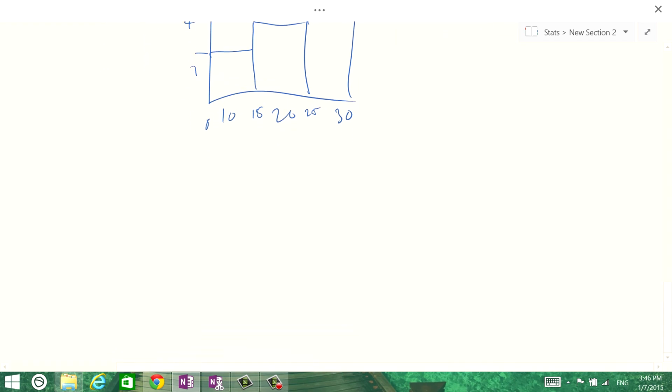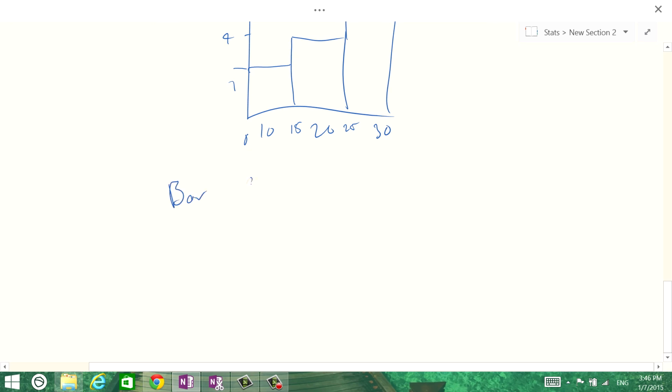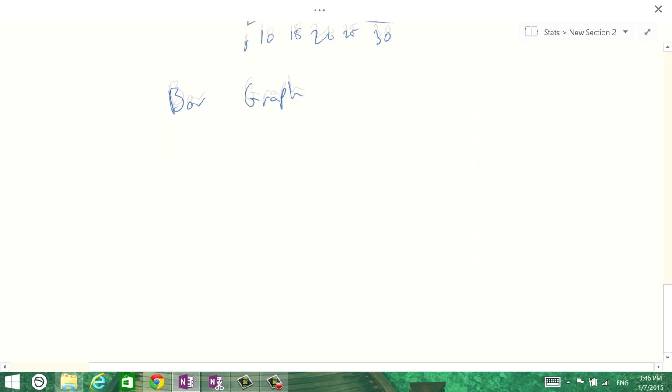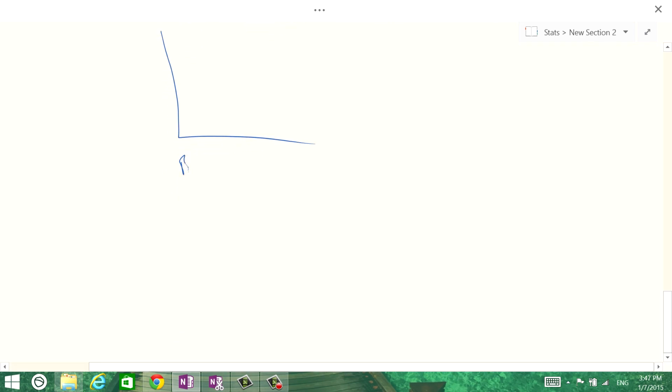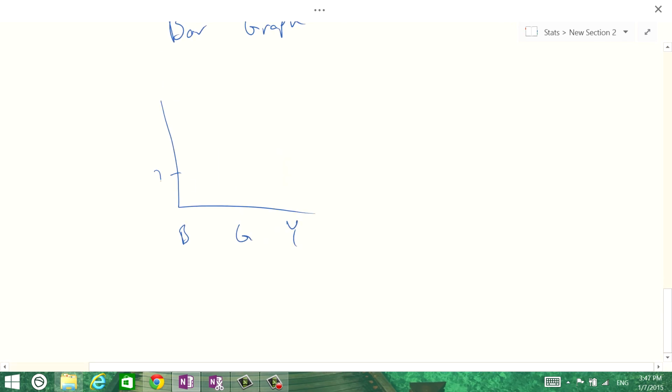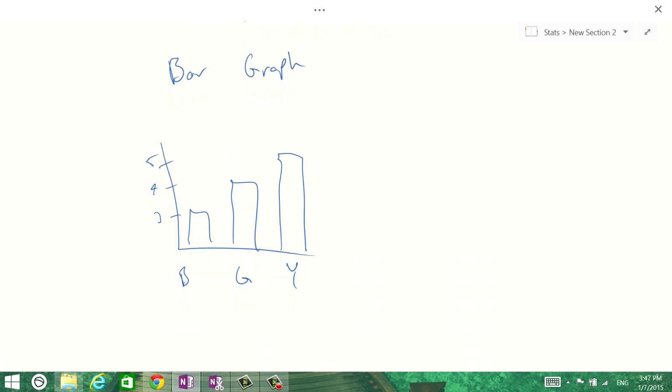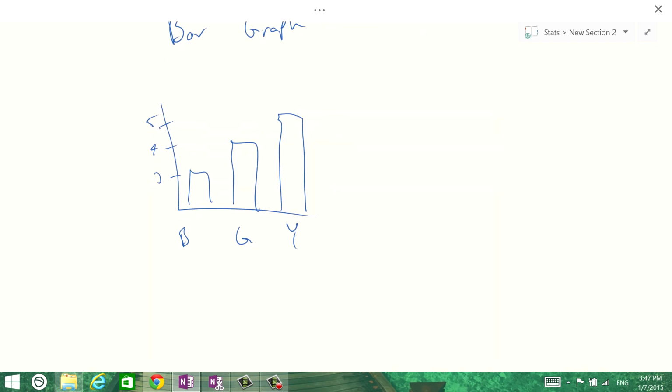Now, in stats terms, whenever we say bar graph, we use it to represent qualitative data. So if we go back to your favorite primary color, blue, green, yellow, it's just 3, 4, and 5 again. 3 kids, your favorite color was blue. 4 kids, favorite color was green. And for yellow, you had 5 kids whose favorite color was yellow.